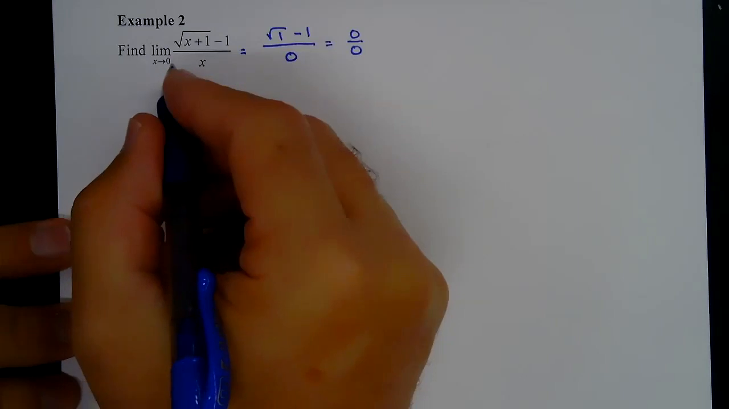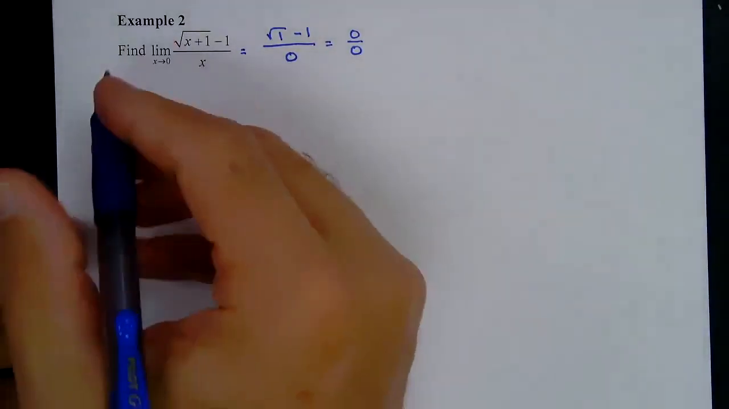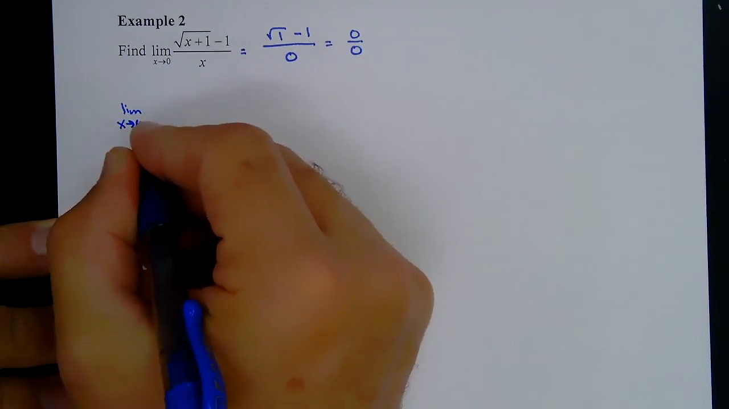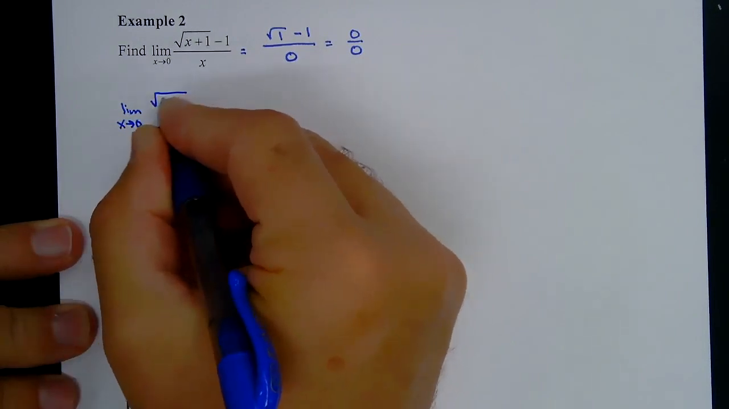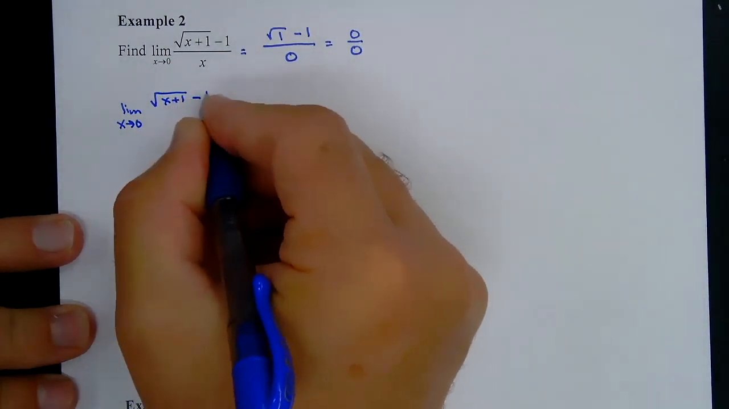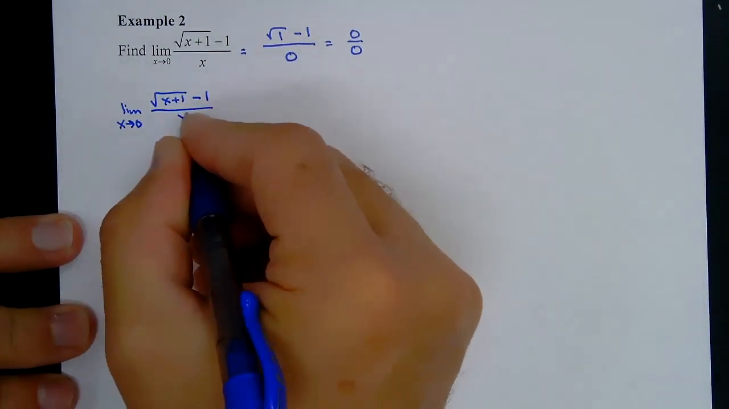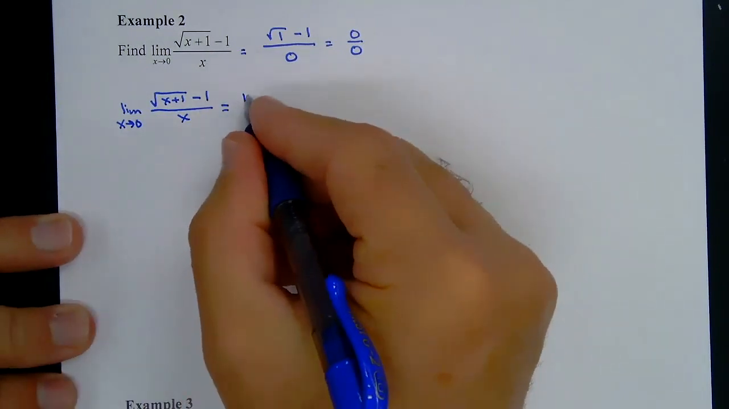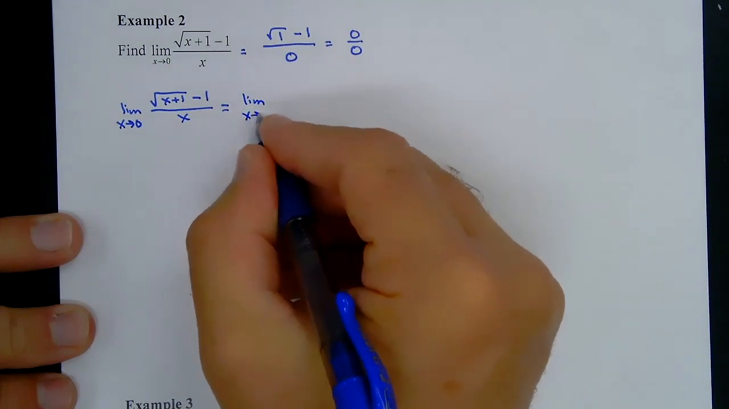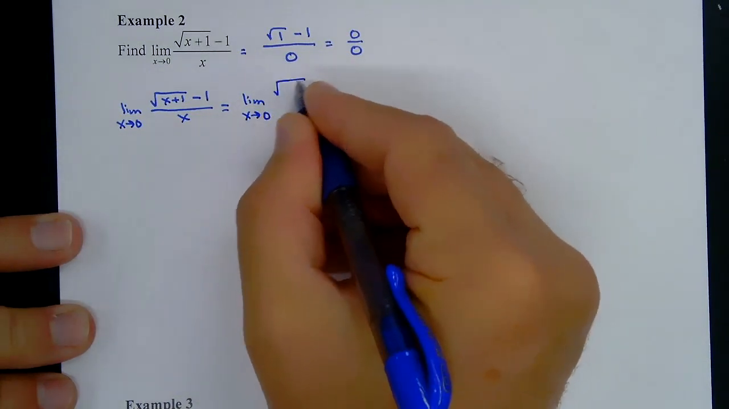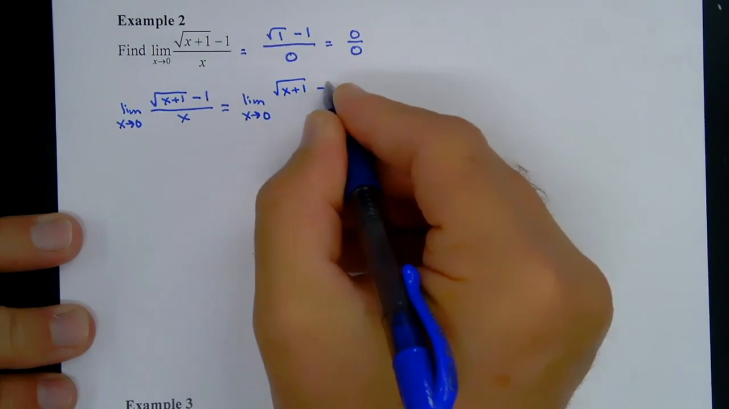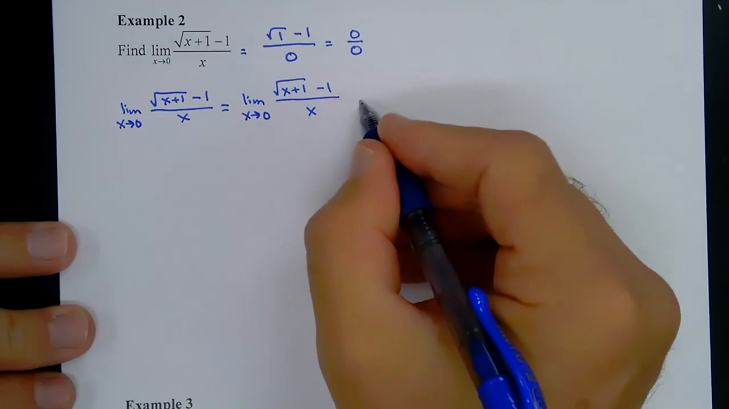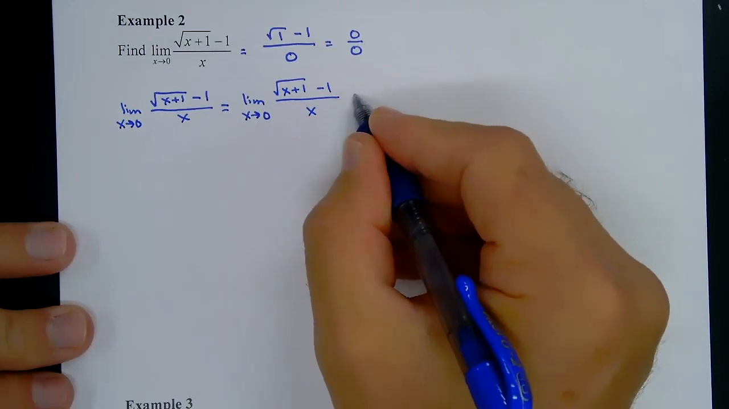So here we go. You should write this limit and tell me what it is equivalent to. We have the limit as x approaches 0 of the square root of x plus 1 minus 1 over x. Okay, that's the original problem, right? And now we're going to take that problem and change it by multiplying by a version of 1, okay?